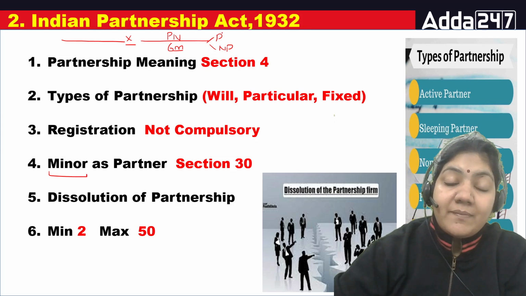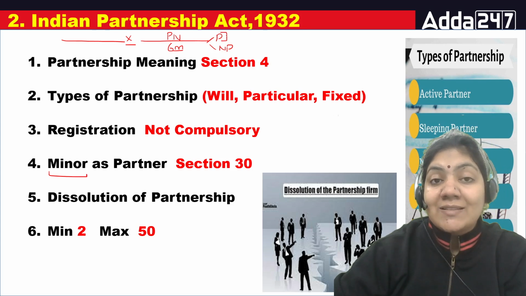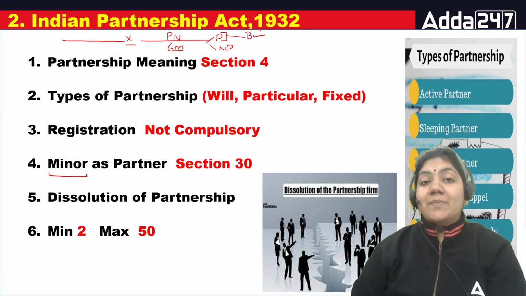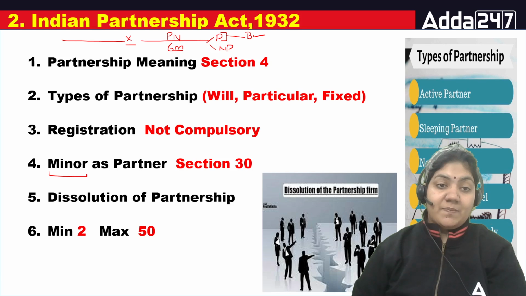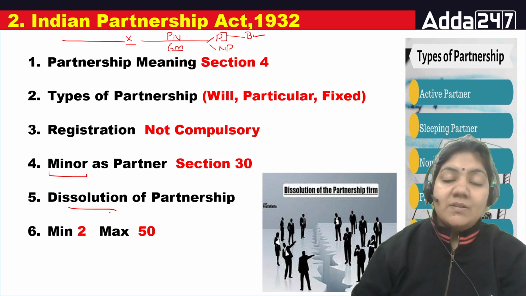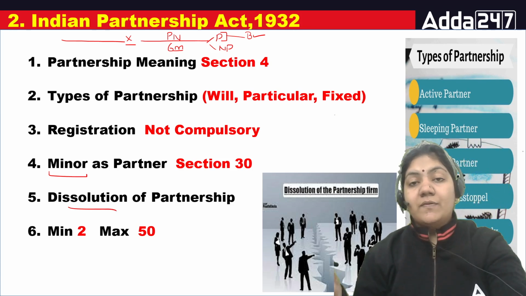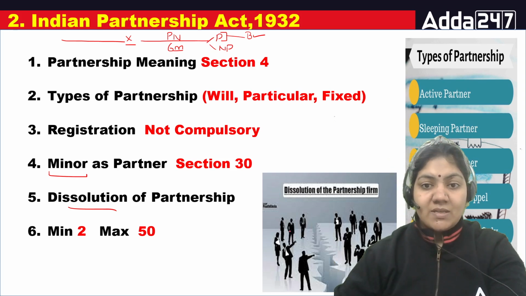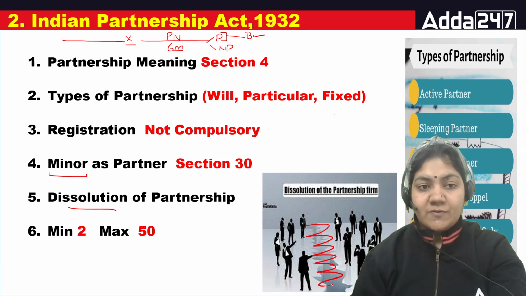Suppose when the minor becomes a major and he declares as a partner, his liability will arise when he starts taking benefit. At that time period, the liability will start. Dissolution of partnership can be either by the interference of court or without the interference of court. Dissolution means the end of the partnership firm.